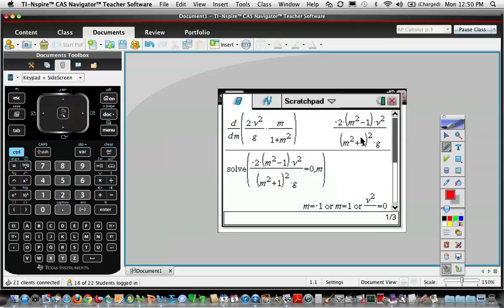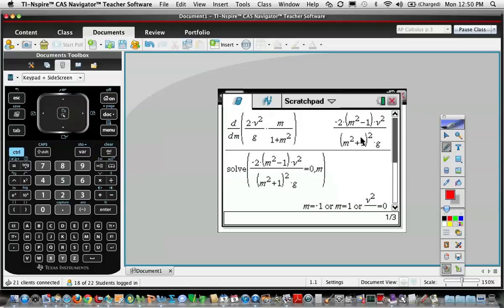When's a fraction 0? When the top is 0. Well, that'll be when V is 0. Well, that's the velocity. If you don't throw it with any velocity, it ain't going to go anywhere. So we can ignore that. So when's M squared minus 1 equals 0? Plus or minus 1. So it doesn't surprise us when I tell it to solve and it gives me plus or minus 1 and then this other stuff, which I'll ignore.